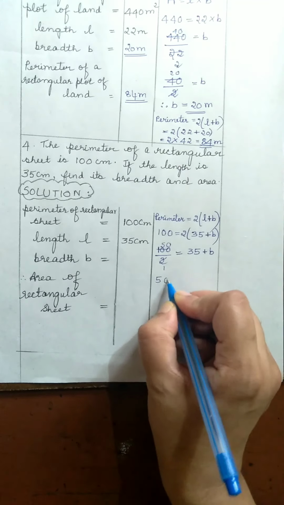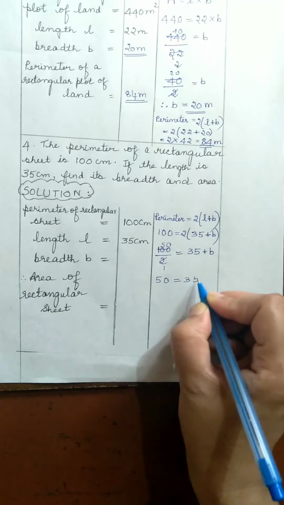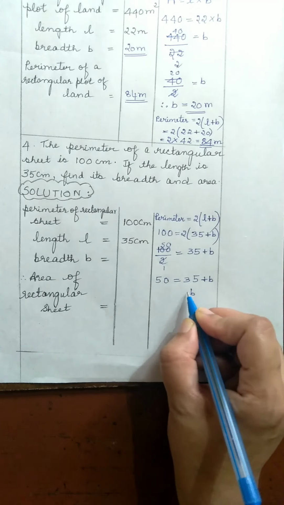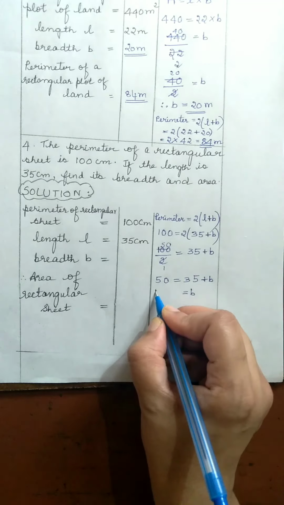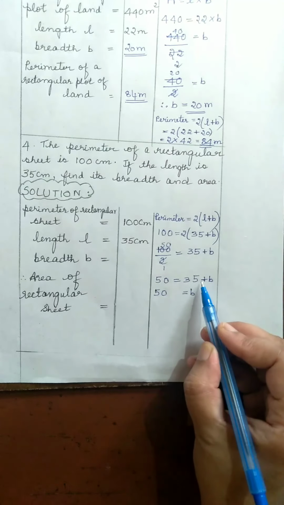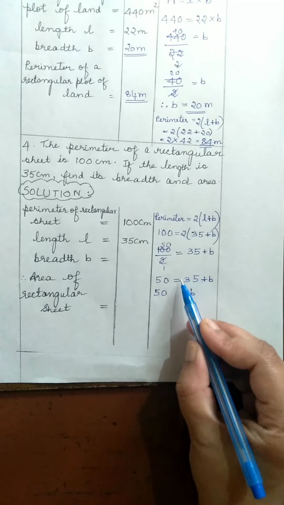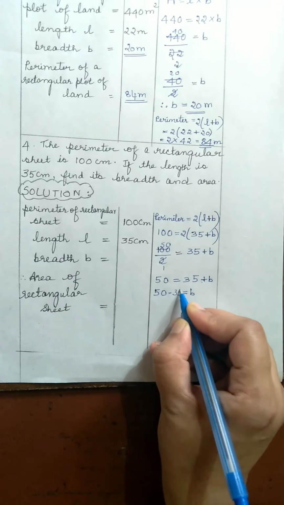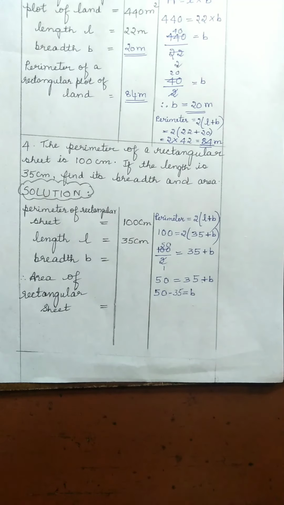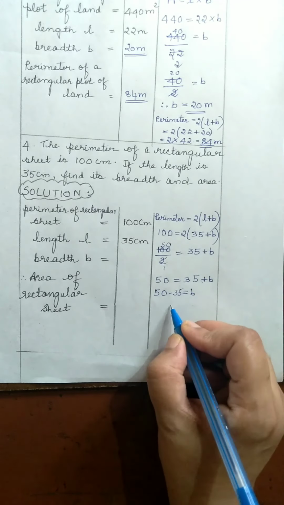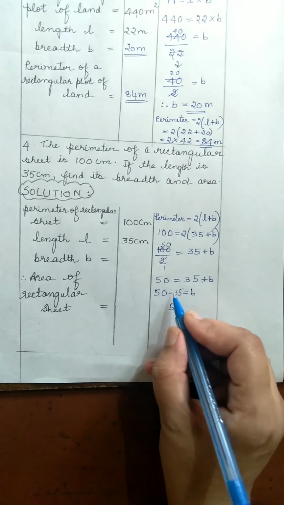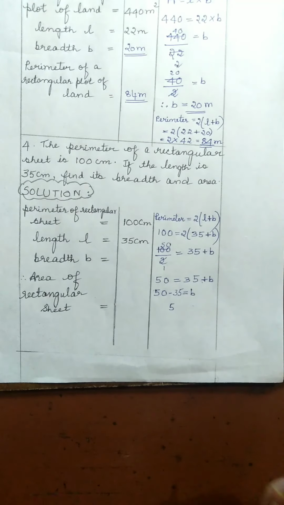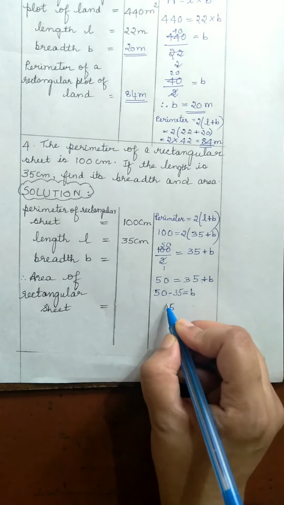Therefore, 50 is equal to 35 plus B. Now we need the value of B, that is breadth. Therefore, it will be equal to 50. We have 35 on the right side, while coming to the left side, it will be minus 35. Therefore, children, 50 minus 35: 10 minus 5 is 5, then 4 minus 3 is 1. Therefore, children, we have breadth value equal to 15.